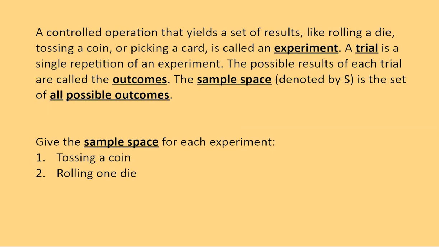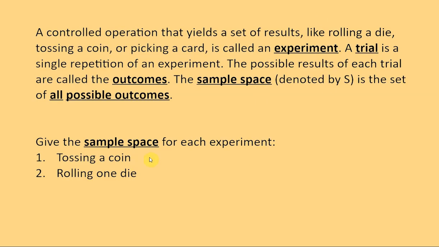A controlled operation that yields a set of results, like rolling a die, tossing a coin, or picking a card, is called an experiment. A trial is a single repetition of an experiment. The possible results of each trial are called the outcomes. And the sample space, denoted by S, is the set of all possible outcomes. Let's find the sample space for each of these experiments.